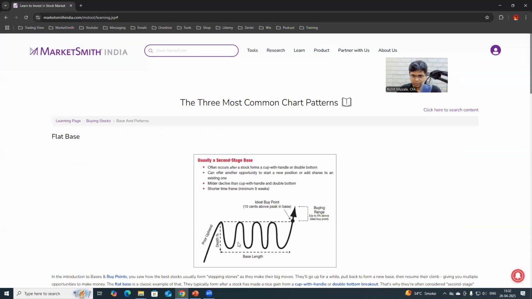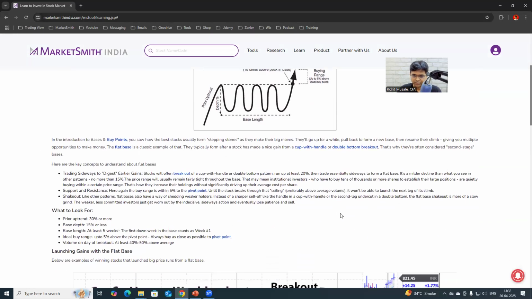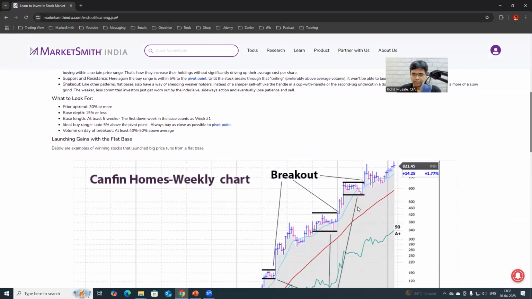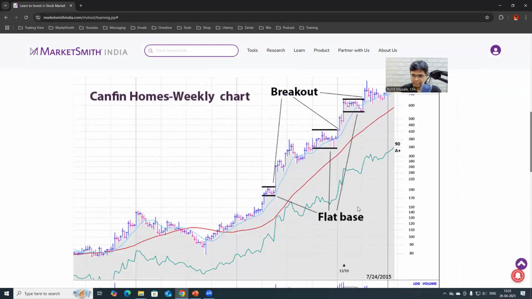The third most common pattern is a flat base pattern, normally a second stage. This is called flat base. It's written here. Second stage means base number 2. Normally, first stage like base number 1 is cup with handle, cup without handle, or double bottom. But flat base is generally base number 2.